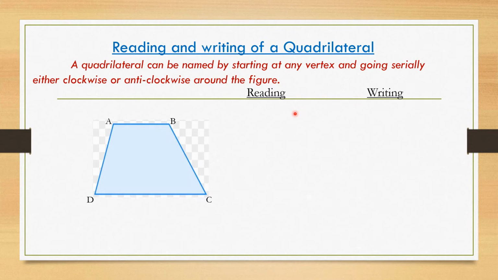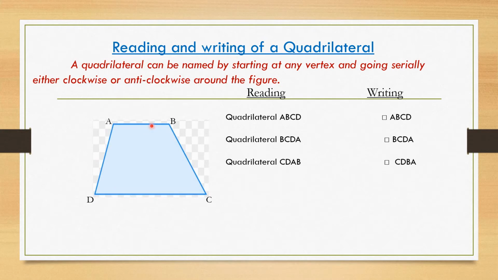The first method of reading the quadrilateral is quadrilateral ABCD, and the writing is quadrilateral ABCD. The second way is quadrilateral BCDA, the third method quadrilateral CDAB, and the fourth method quadrilateral DABC.